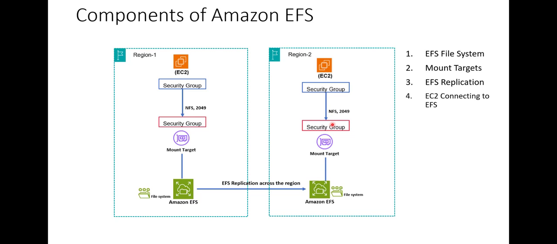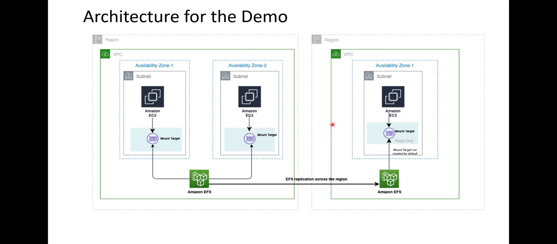Now let's move towards the architecture which we have created and which we're going to build during our demo today. So we will have EC2 instances in region 1 across two different availability zones, and then we'll have another EC2 instance that would be in a different region and in a single availability zone.